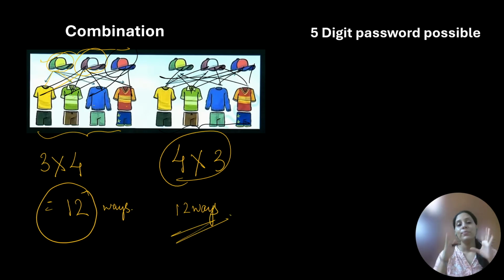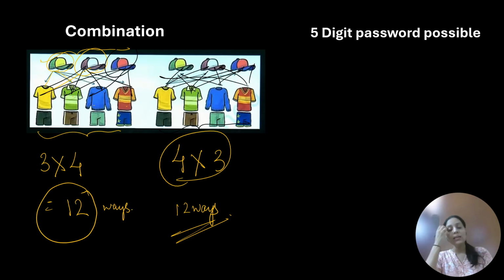So either way, you just think you open your wardrobe, you have dresses and you have caps. You can think that you can use these caps in 12 different ways. Either way, you end up having the same answer.